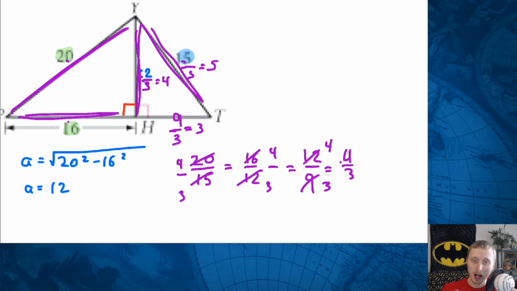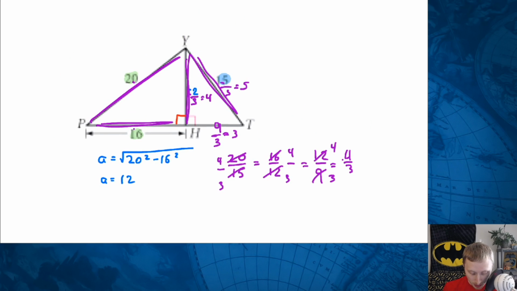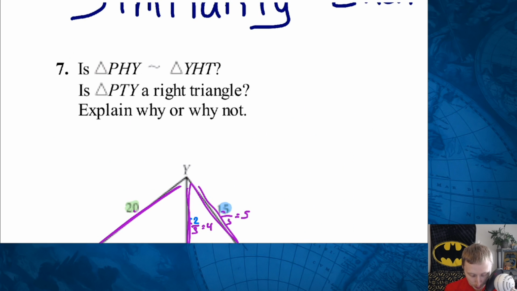All three sides are proportional. Therefore, all three sides are similar. These are similar triangles, right? We can say unequivocally, is PHY similar to YHT? Yes, by the side, side, side similarity conjecture. All right? Now here's the next question.